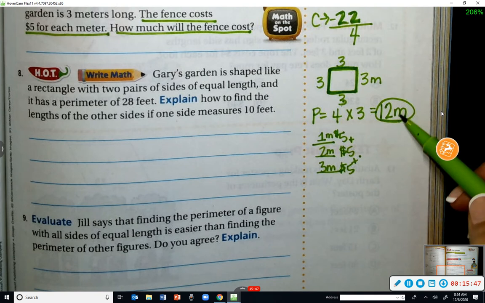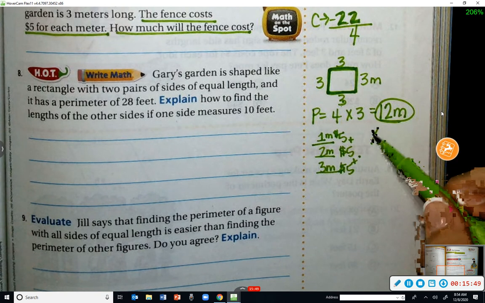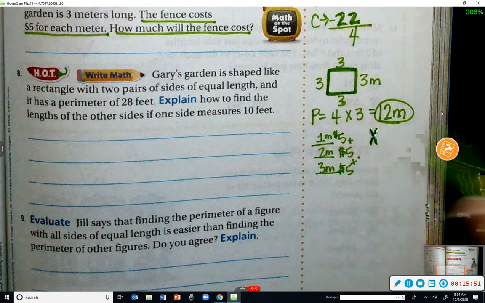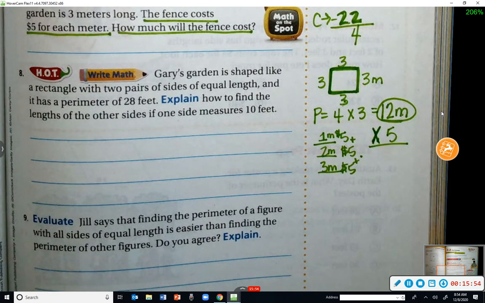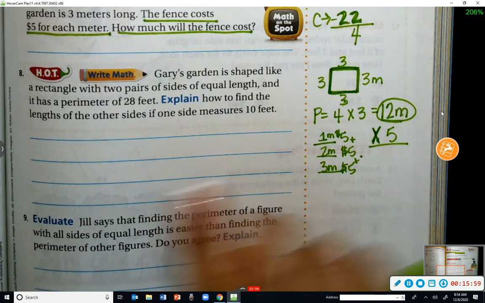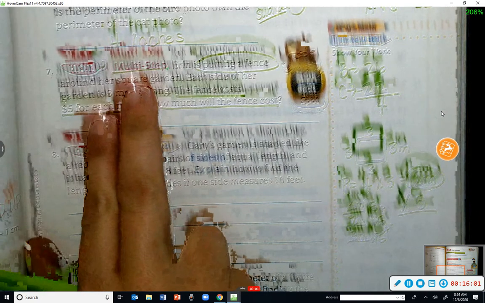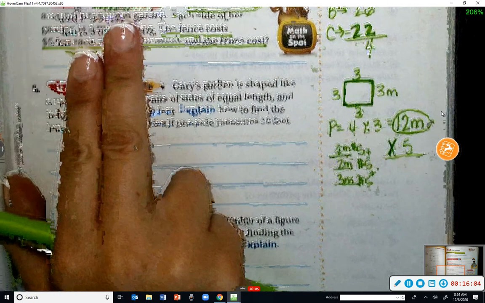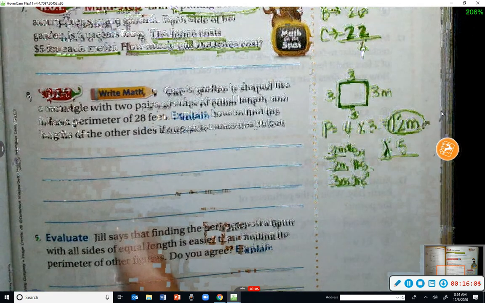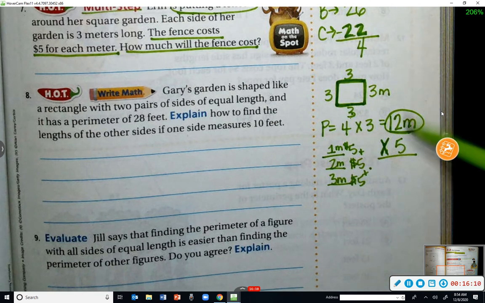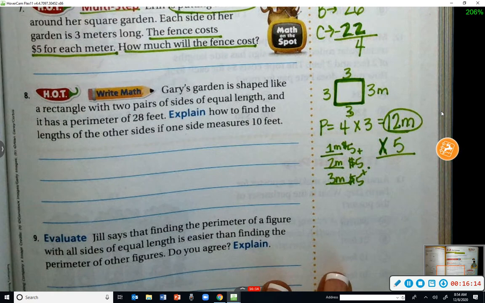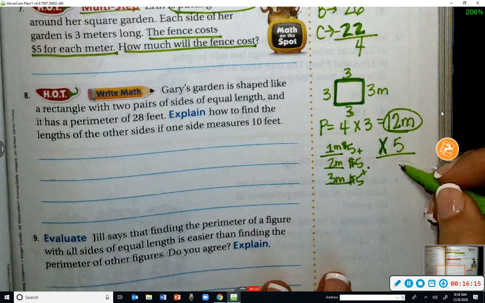Multiply. I'm doing 12 meters times what, class? 5. Okay. Does everybody understand that? This is pretty basic. I mean, it says hot, but to me, this is two things that you guys know how to do. You know how to multiply. So $5 for each meter. We need to multiply it by 12 meters. 5 times 2 is 10. Good. So the 0 goes down.